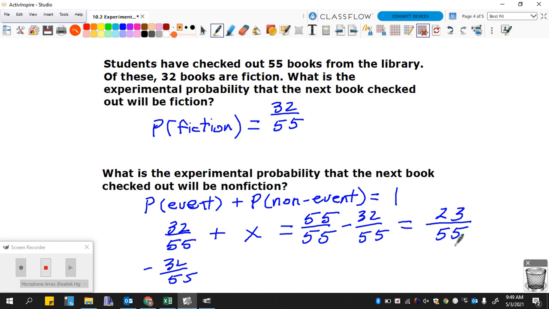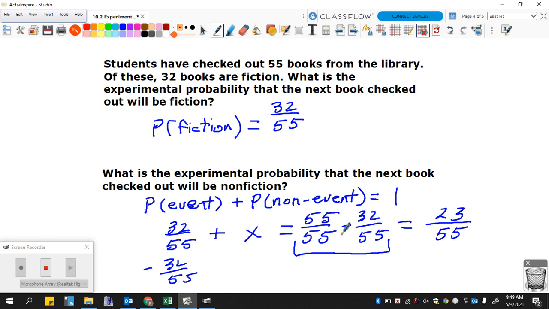All right. So if we understand this down here, then the key part is this right here, in the fact that to find the probability of a non-event, you just take the probability of the event away from 1.